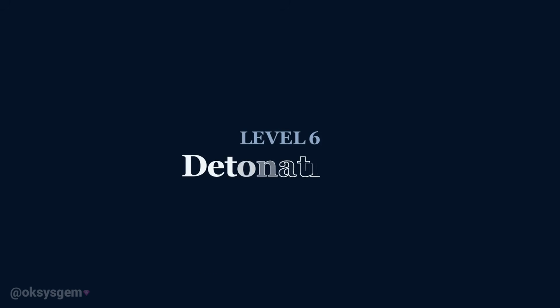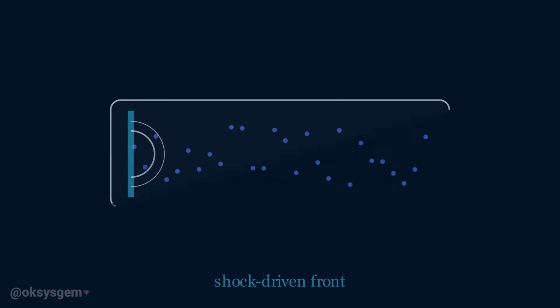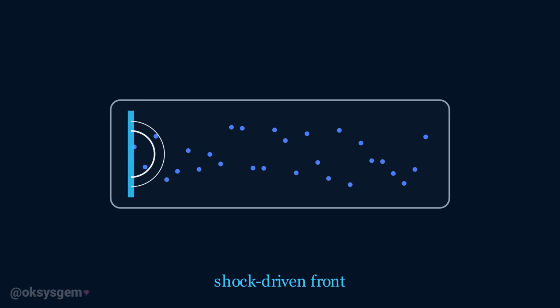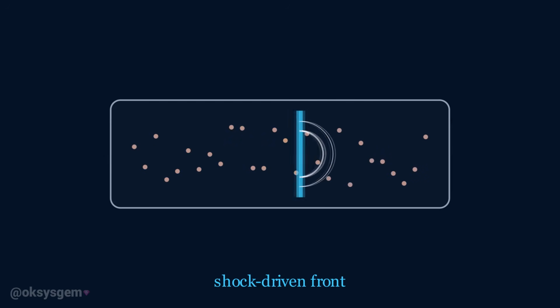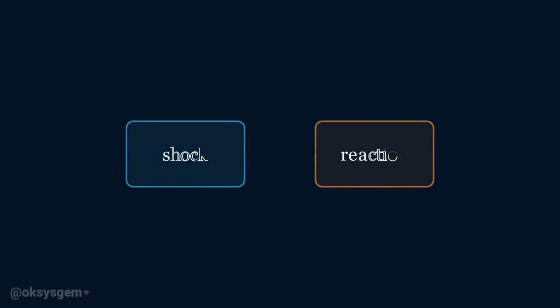Level 6. Detonations. A detonation represents a major change in how an explosive reaction moves. Instead of a flame front traveling below the speed of sound, a detonation is driven by a shock wave traveling through the reacting material at supersonic speed. The shock compresses and heats material directly in front of it, causing additional reaction, which then supports the shock. The two processes reinforce each other. This allows the reaction front to move extremely rapidly through the material.